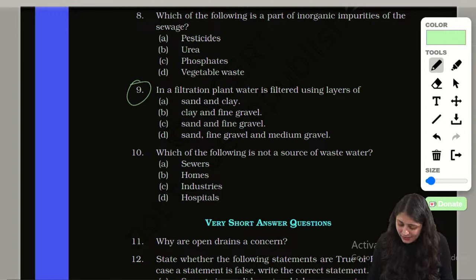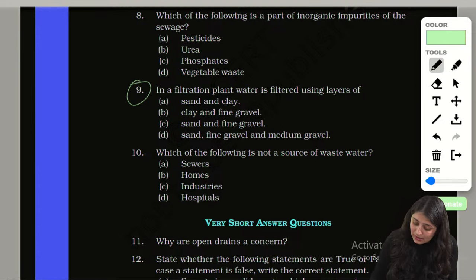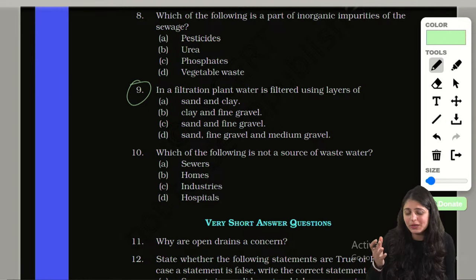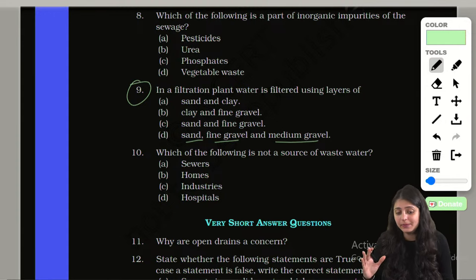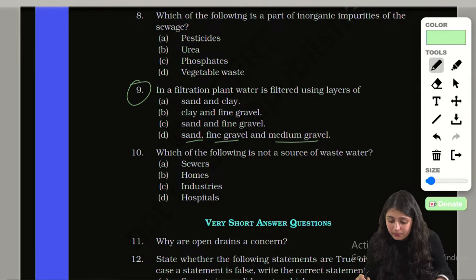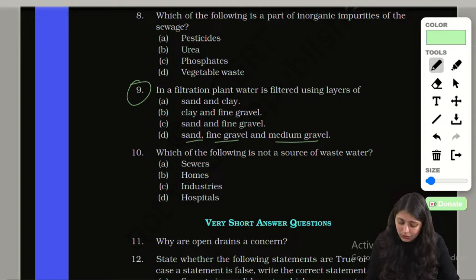देखो sand and fine gravel तो है भी, medium gravel भी हो सकता है इसमें. ठीक है, आपका sand कितना diameter होगा? 2 मिलीमीटर तक होता है. Fine gravel 2 to 4 मिलीमीटर diameter तक है. Medium gravel 4 to 8 मिलीमीटर diameter तक है. अब जितने भी suspended या फिर heavy impurities हैं, उन्हें filter out करने के लिए you can use all 3 of them.